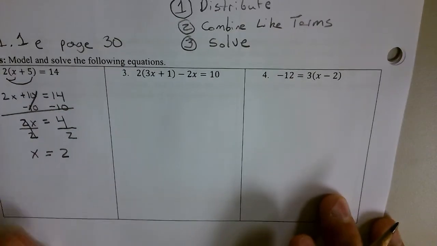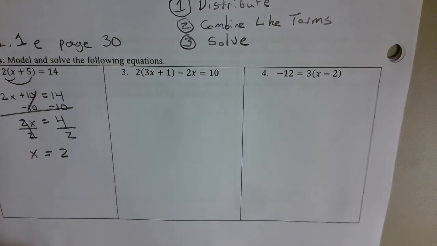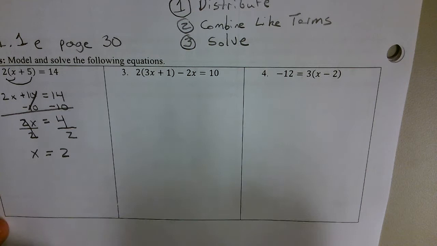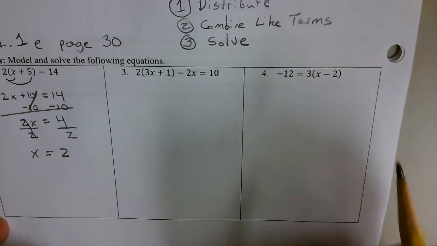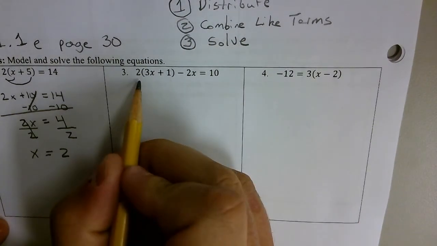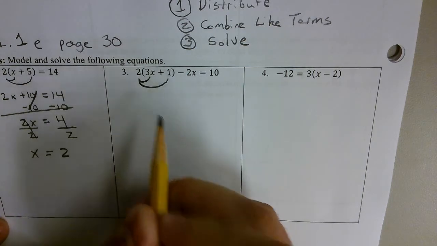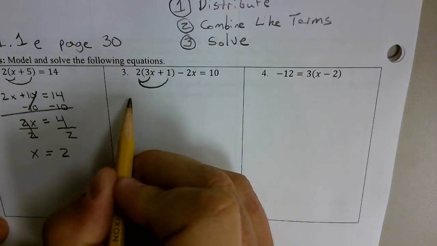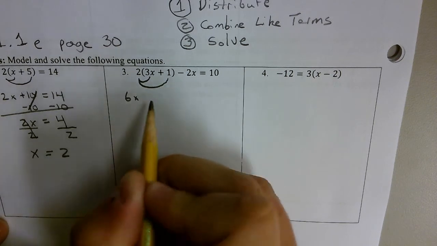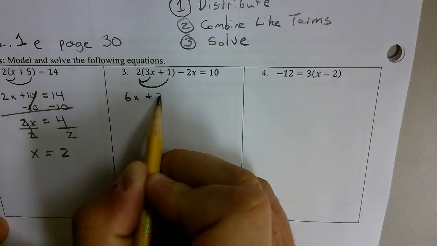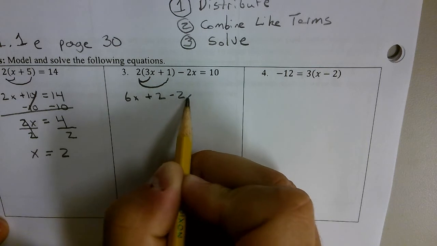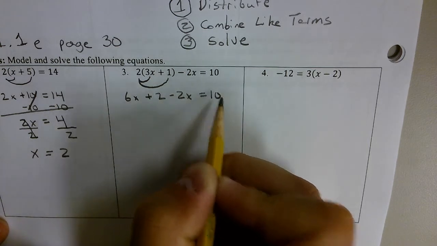Next example, number 3. So, following my steps, first thing I need to do is distribute. So I'm going to distribute this 2 to the 3x and the 1. When I do that, I'm going to get 6x plus 2 minus 2x equals 10.